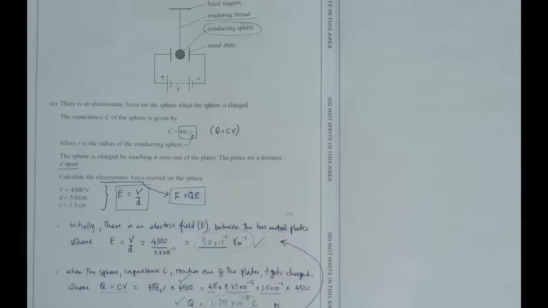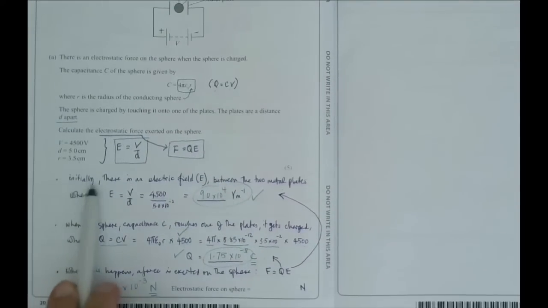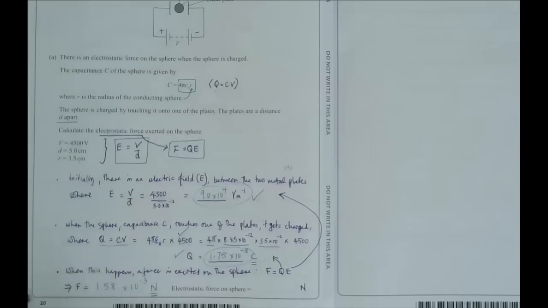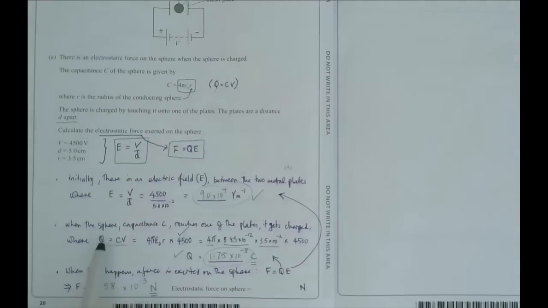I'm sorry, I was too far away. So let me just go through that again. Initially, you work out the electric field strength. You get 9 times 10 to the 4 volts per meter.